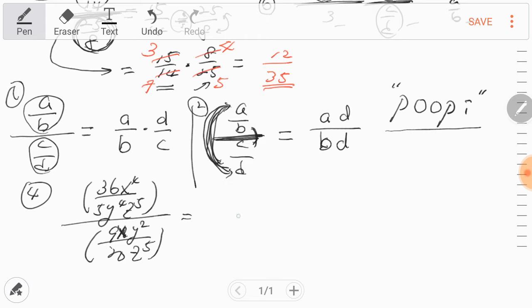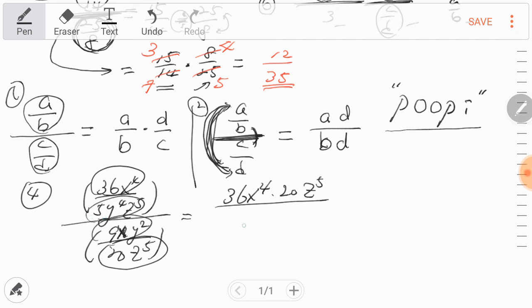Okay, let's use the outer-over-inner rule. We multiply the outside terms, so 36x to the 4th power times 20z to the 5th power, over the inner terms, the inside part: 5y to the fourth power z to the 5th, and then 9xy squared.